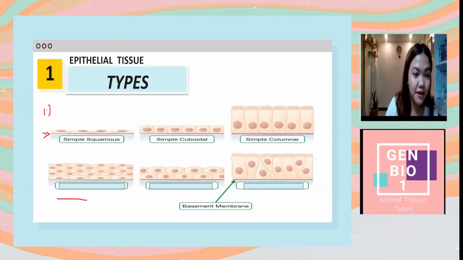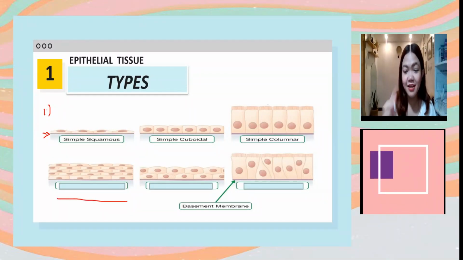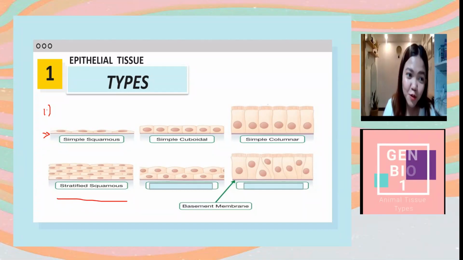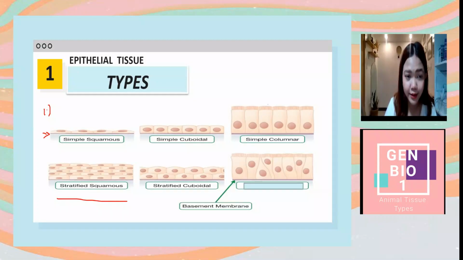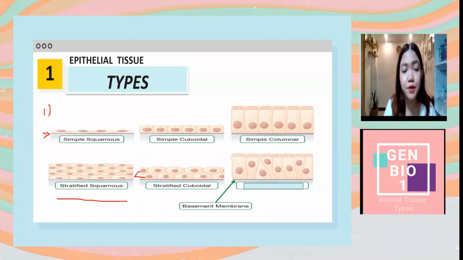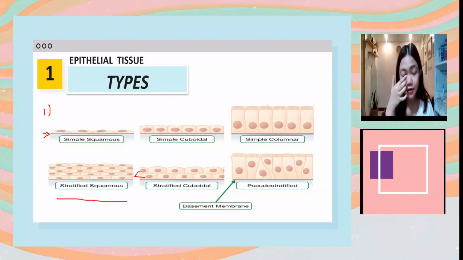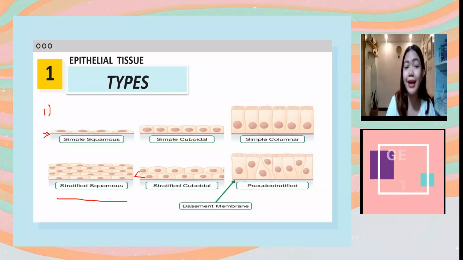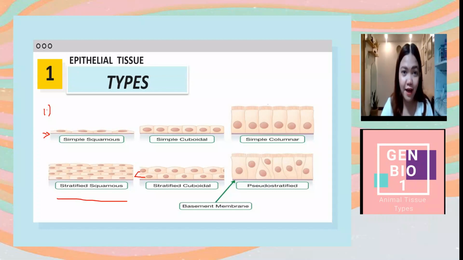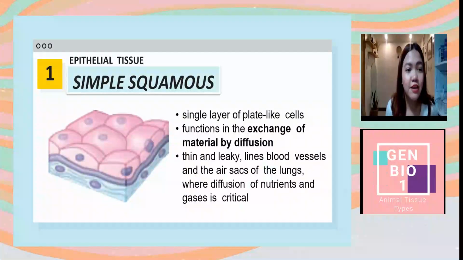Next is we have that's your stratified squamous. Stratified because it has multiple layers of squamous cells, and stratified columnar. Stratified cuboidal has two layers of your cuboidal cells, and lastly we have your pseudo-stratified. So this one, pseudo-stratified, we'll know later. Kasi we're going to discuss each one. So with your pseudo-stratified, we'll know why it is called pseudo-stratified. Okay? Now, let's have your simple squamous.